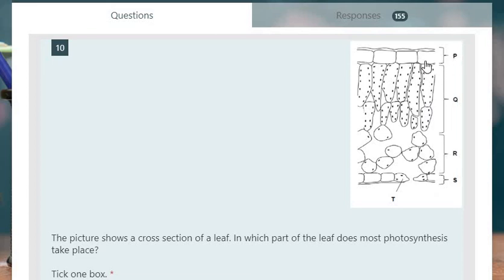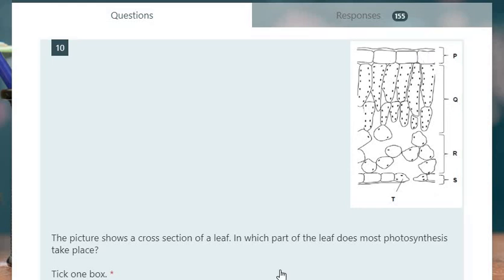Some people chose P, and I can understand why, because it's the top of the leaf, you think that's where the light hits. But these are the upper epidermis and the waxy cuticle, and these layers are actually completely transparent, so the light just passes through them. Effectively, this is providing a skin and a waterproof seal. So the role of part P has nothing to do with photosynthesis, it's to do with the structure of the leaf.